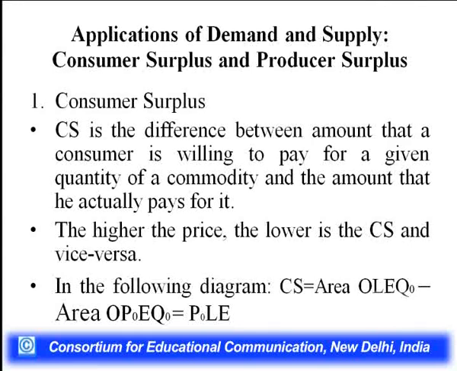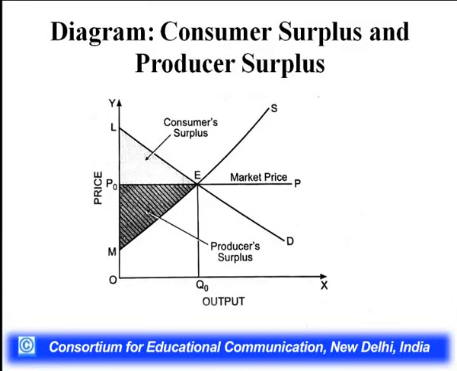In the following diagram, consumer surplus is the area OLEQ0 minus area OP0EQ0, and that is equal to P0LE. This is the diagram where you can see the consumer surplus, which, in other words, may be seen as the area above the price line and below the demand curve, that is P0LE in this diagram, and this is mentioned by the arrow also, the area of consumer surplus.